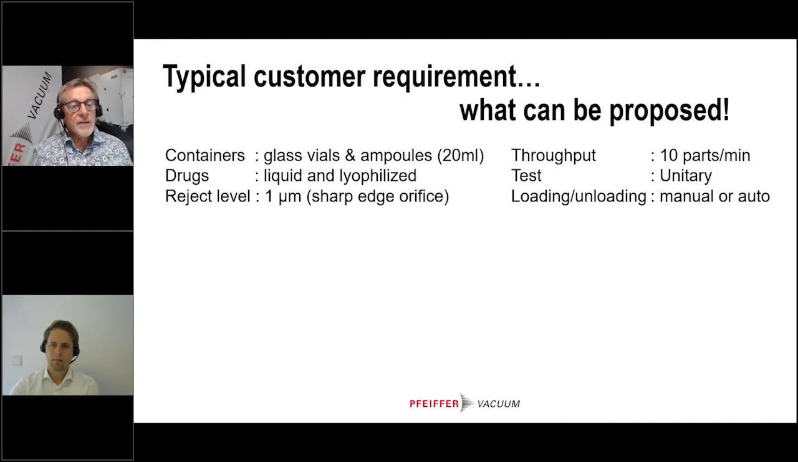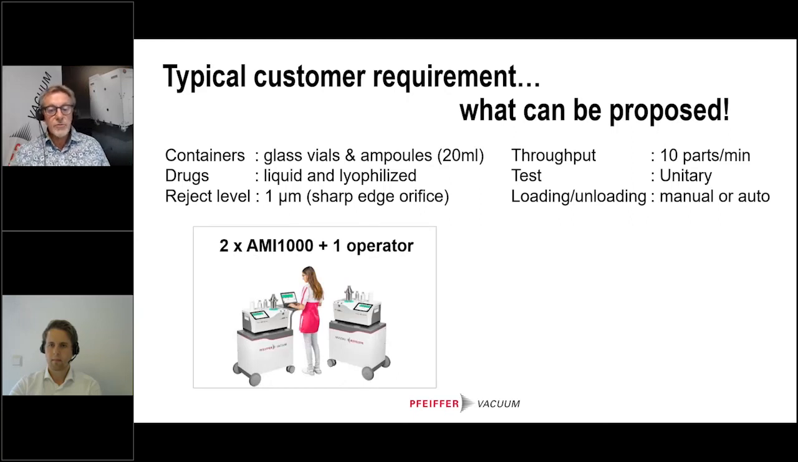Test of glass vials, glass ampoules, 20 ml, with liquid and or lyophilized drug inside. Detection limit 1 micron, sharp edge surface. Throughput 10 parts per minute. Test unitary, unloading and loading of the container, manual or automatic. What we could imagine, and this is a real customer requirement, is to address this application with almost no limitation regarding the type of drug, liquid or lyophilized, with 2 IMI equipment and 1 operator.